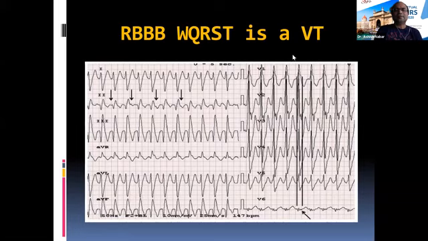For example, look at this example. You have a RBBB with right axis, so the axis doesn't help you. But the moment you look at V5, V6, it has a deeper S. So therefore, it is very likely that this is a VT. Actually, you may not need to take so much trouble because if you are careful in this lead, you can already see that there is a VA dissociation. So once there is a VA dissociation, you don't need many more signs.